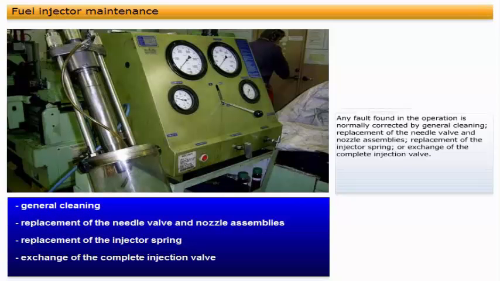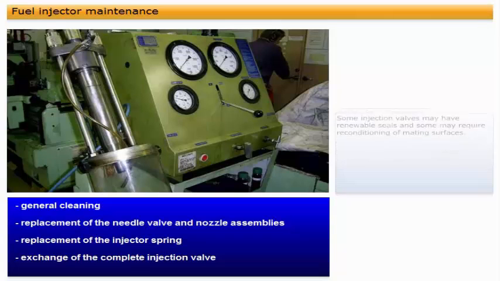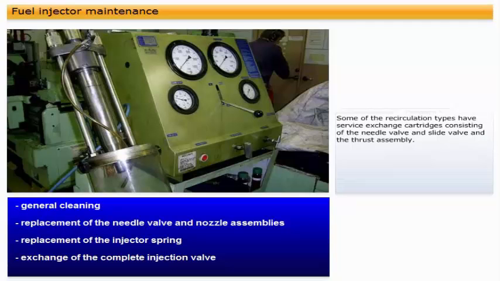For the majority of modern fuel injectors, maintenance consists of periodic testing in a test rig. Any fault found in the operation is normally corrected by general cleaning, replacement of the needle valve and nozzle assemblies, replacement of the injector spring, or exchange of the complete injection valve. Some injection valves may have renewable seals, and some may require reconditioning of mating surfaces.